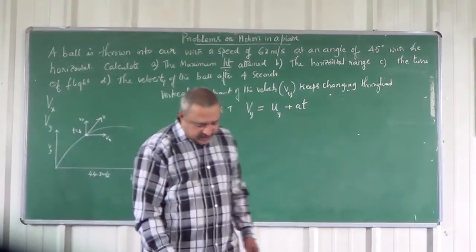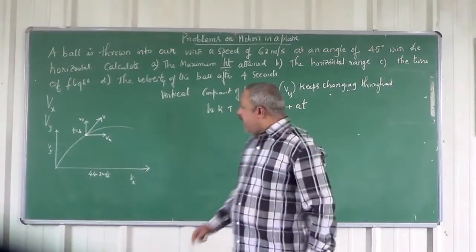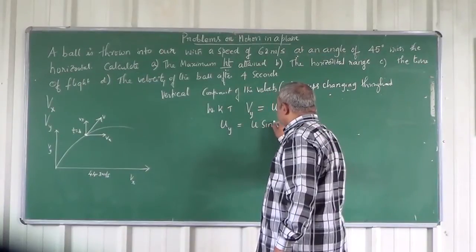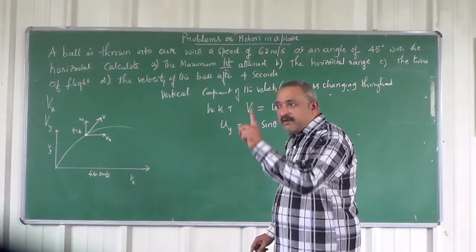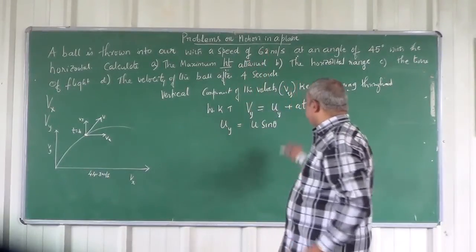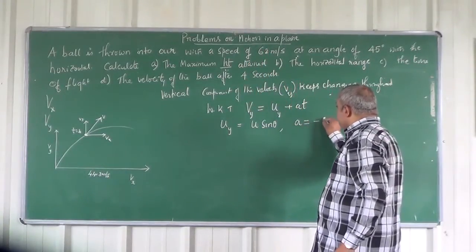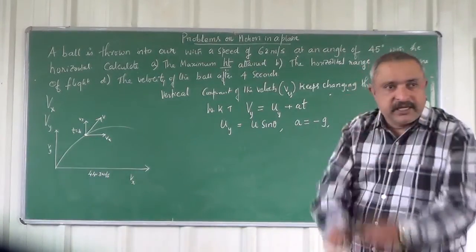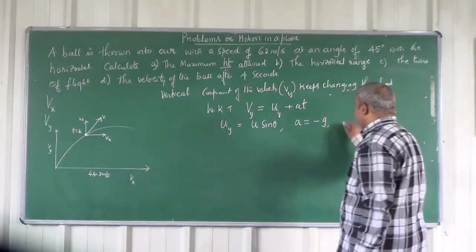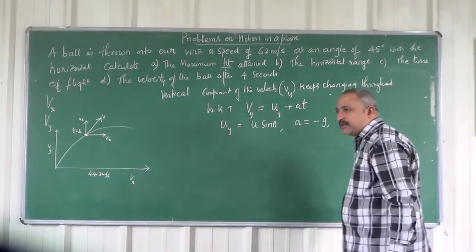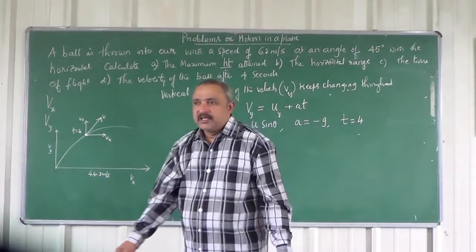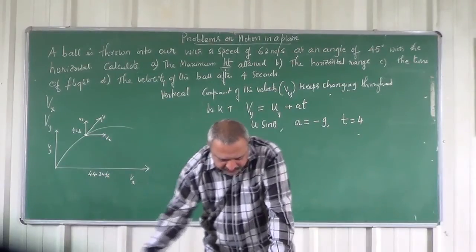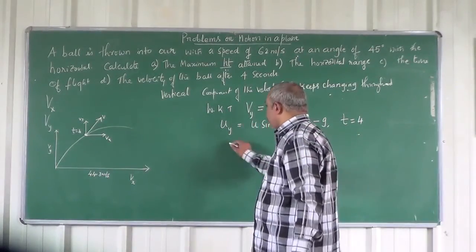Vy equals Uy plus at, and what is Uy here? Uy is U sin theta. This is the value of the velocity of the projectile along the y-axis. What is a? a is minus g. Why? Because it is the vertical motion, it is against gravity, and t equals 4 seconds. So substitute these values, you get Vy equals U sin theta minus 4g.